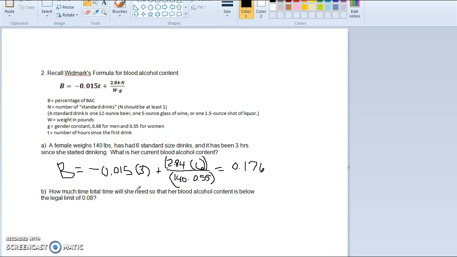So how much total time will she need so that her blood alcohol content is below the legal limit? We'll calculate when it will be at the legal limit, and then anytime after that, she should be okay. Now, in this case, we know the B, and it's the time that we are unsure of. So we're going to rewrite this equation with the B being 0.08 and the T being replaced with a variable.